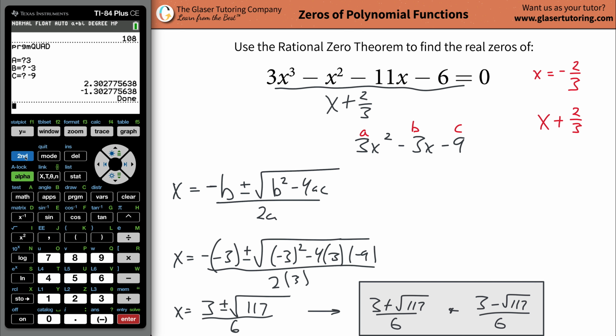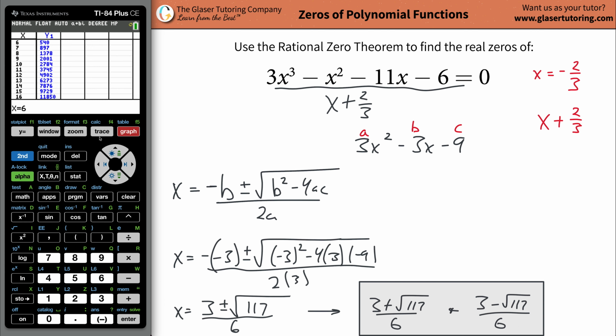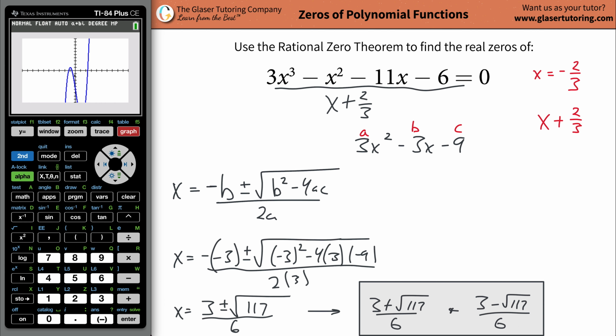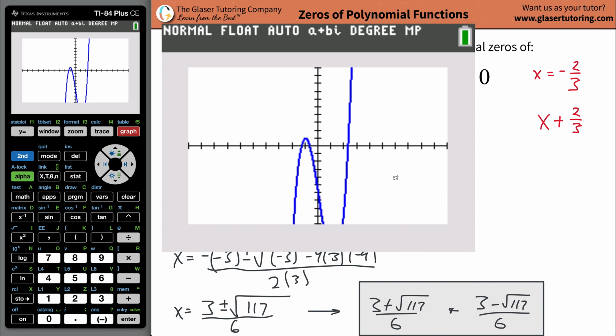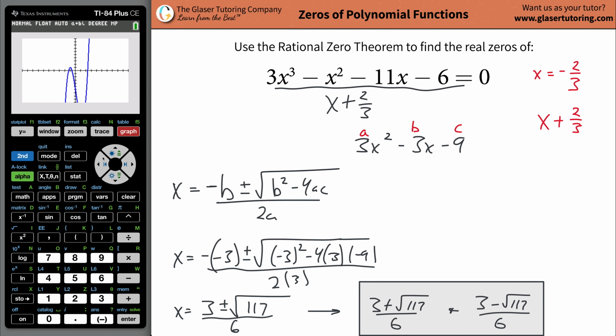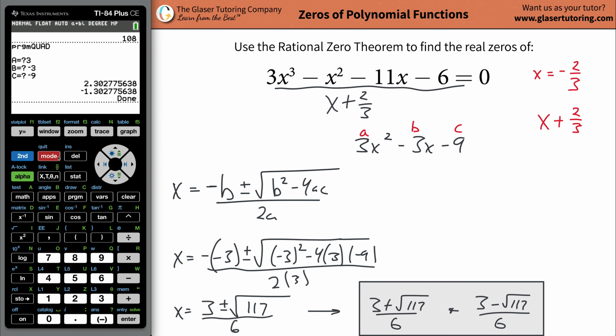Now, if we go back to the graph, doesn't that look like what it should have been? Let me blow that up a little bit. Doesn't that look like it's about -1.3, and maybe about +2.3? Yeah, it kind of does. Interesting. Now let me quit that, and plug in these values. The calculator gives it to you in decimal form, but now I'm going to plug this in and see if I'm right with one of them. So let's do 3 plus radical 117.